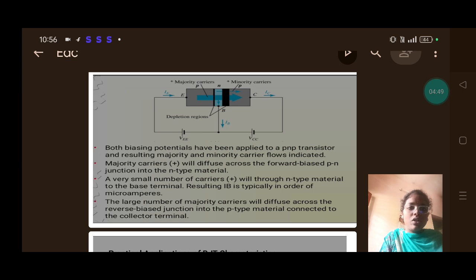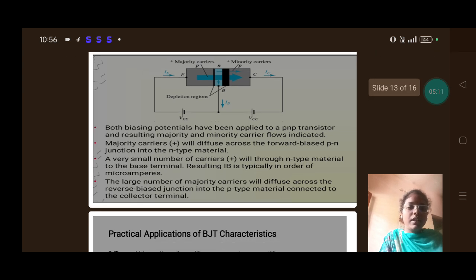The resulting majority and minority carrier flow is indicated, with majority carriers as plus and minority carriers as minus. A very small number of carriers will flow through the N material to the base terminal, resulting in a base current typically on the order of microamperes. The larger number of majority carriers will diffuse across the reverse-biased junction into the P-type material connected to the collector terminal.